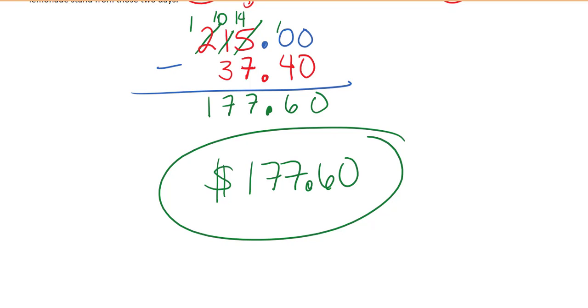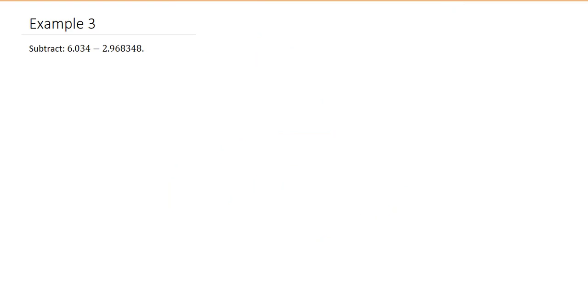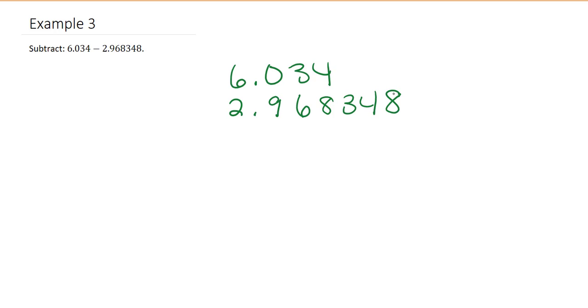Now let's do one final example. Example 3. So we're going to go ahead and subtract. So let's go ahead and put this up. Now we have 2.968348. Now let's go ahead and add 1, 2, 3 zeros. And now we can go ahead and start to subtract.